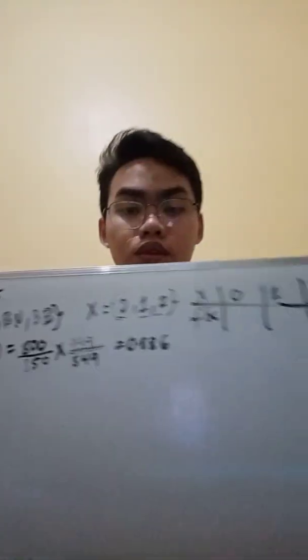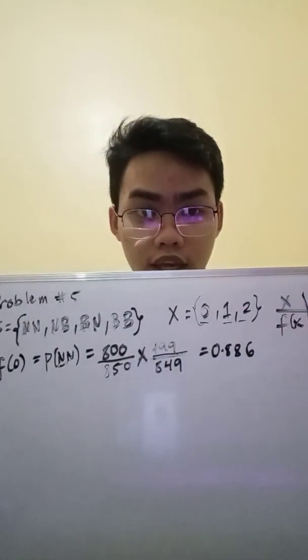Solving for this, we will get 0.886. So f of 0 is equal to 0.886. We will write it on our table. Okay, so for the next value of x, which is 1, we now solve for f of 1.